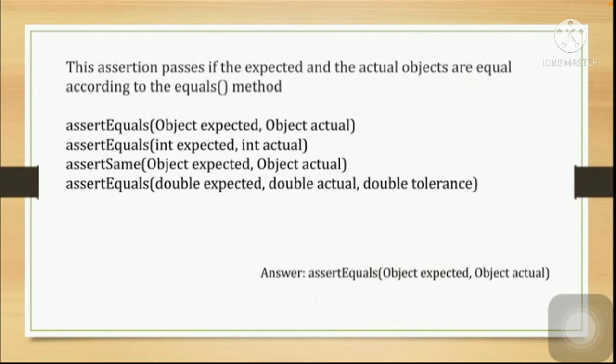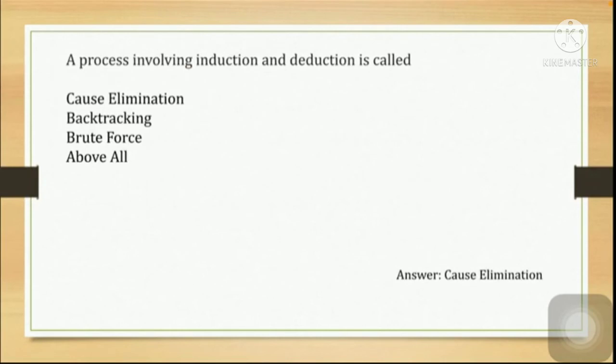Okay, next, a process involving induction and deduction is called cause elimination. As you all know, cause elimination is the approach which involves induction and deduction. While backtracking is an approach where the programmer starts at a point in the code where a failure occurs or is observed, and traces back the execution from that point. So backtracking can't be the answer. So third, it is the brute force.